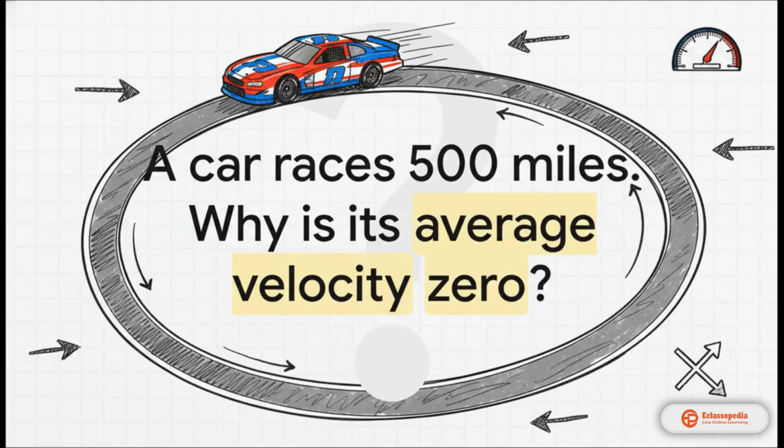All right, get ready for a bit of a mind bender. Picture this, a race car at the Daytona 500. It's just flying around that track, averaging over 160 miles per hour for 500 long miles. That's some serious speed, right? But what if I told you its average velocity for the whole race is a big, fat zero? How is that even possible? Stick with me, because we're about to break down this amazing paradox.